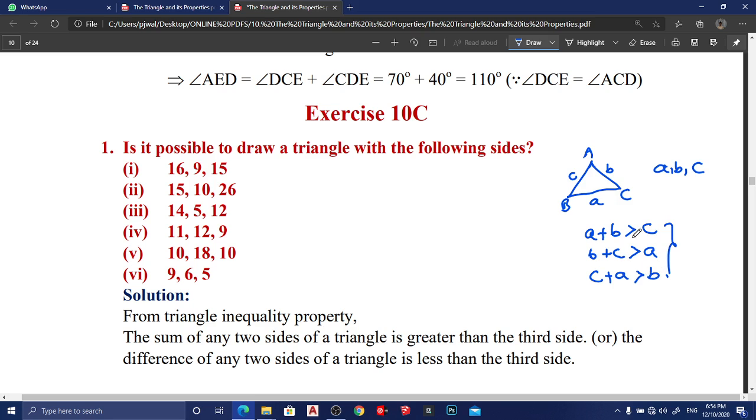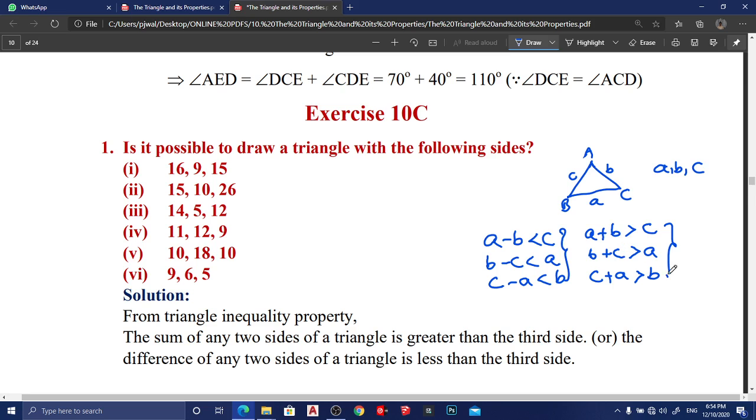If we take the same triangle inequality property in the form of difference, in the same order: a minus b should be less than c. Here the sign changes to less than, and the plus changes to minus. And b minus c should be less than a, and c minus a should be less than b. This is the difference property. You can use either property, but using the sum property is easy for us, so you can use this one.